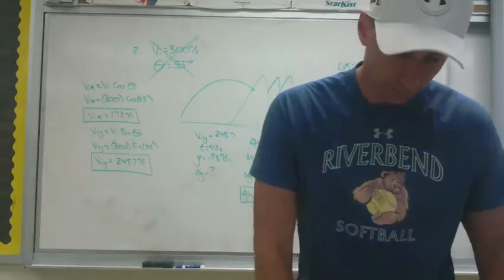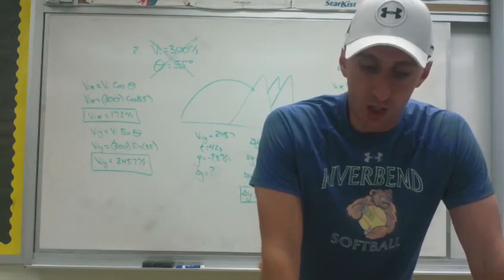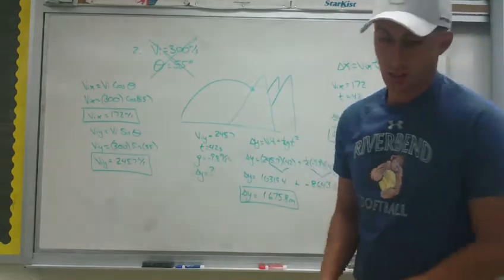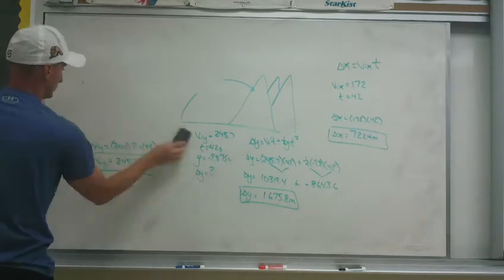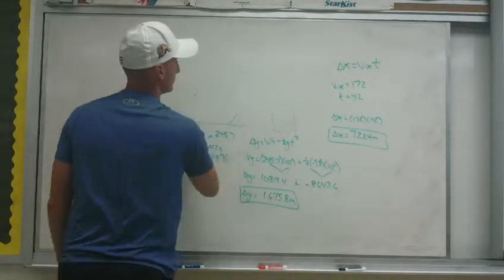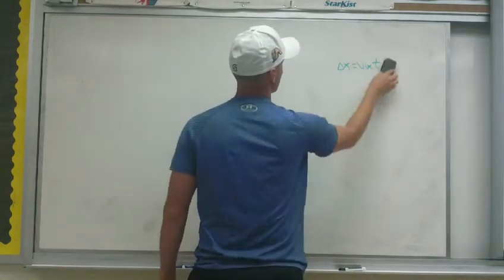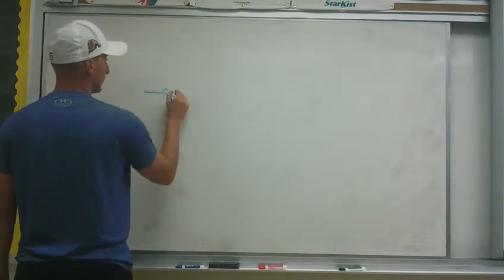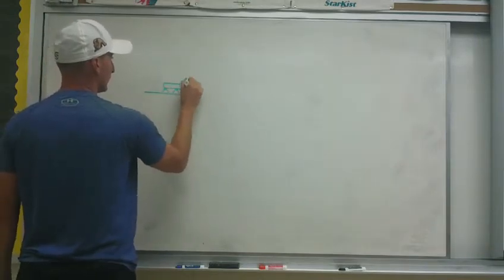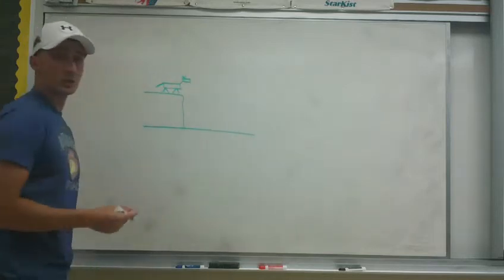All right? Number 4, a tiger leaps horizontally from a 6.5 meter high rock with a speed of 3.5 meters per second. How far from the base of the rock will she land? All right, so let's draw this. We got a rock, tiger, super accurately drawn tiger, no big deal.